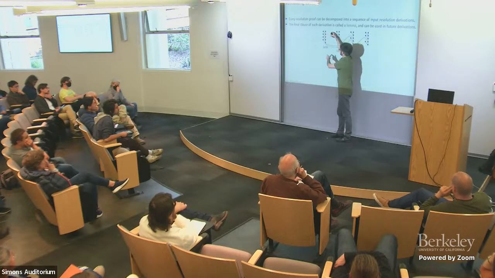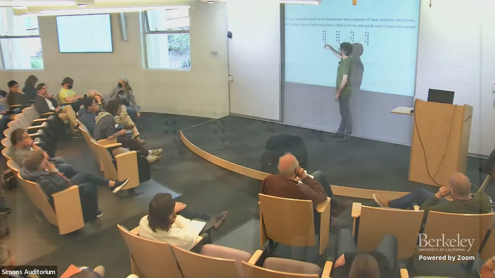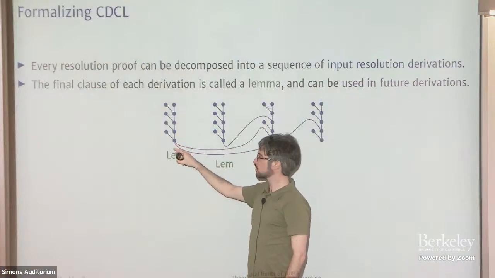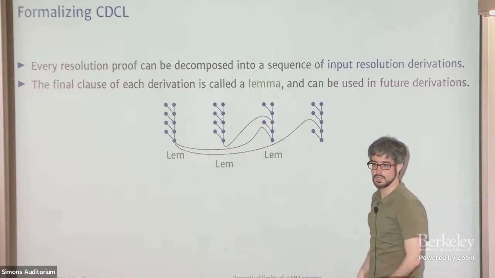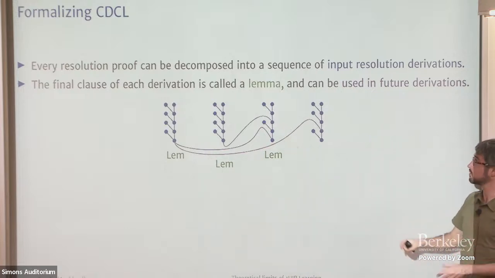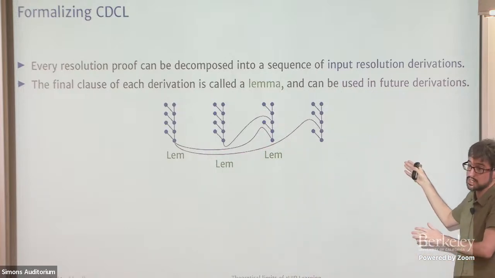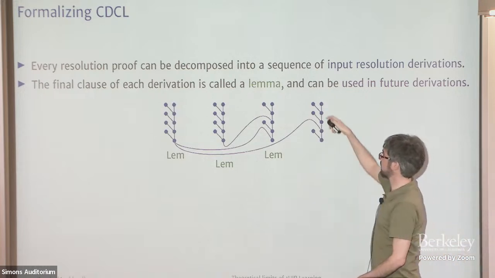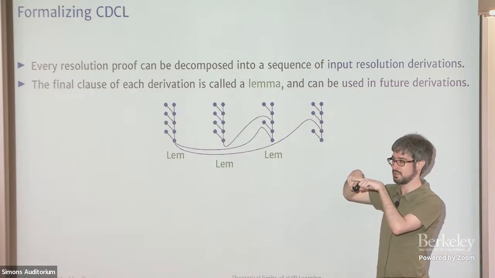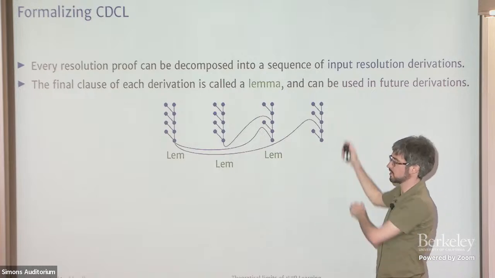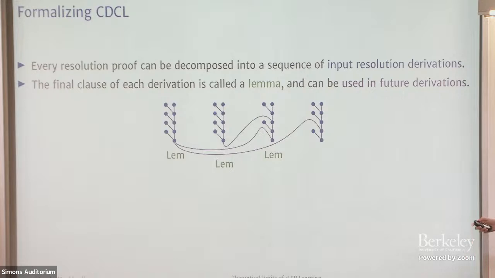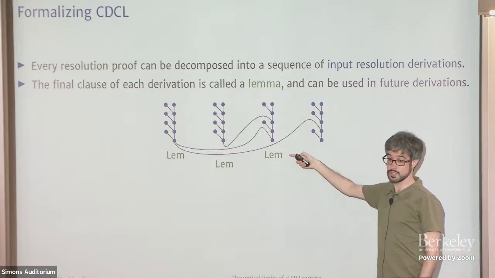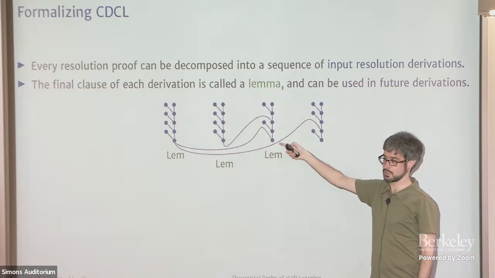The proof that CDCL produces will look like this sequence of derivations. Then there will be some lemma that we can remember and maybe use in the future. But so far, there's no restriction. So a normal resolution proof can also look like that. Just you can have trees that have just height 1, and then this will be exactly the same as resolution. So what makes a difference is to say, let's impose some conditions on what these learned clauses, these lemmas, can be.